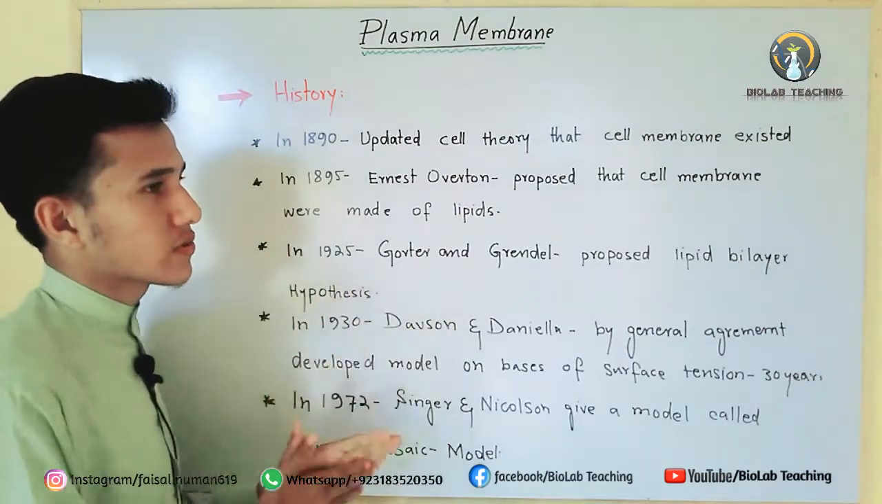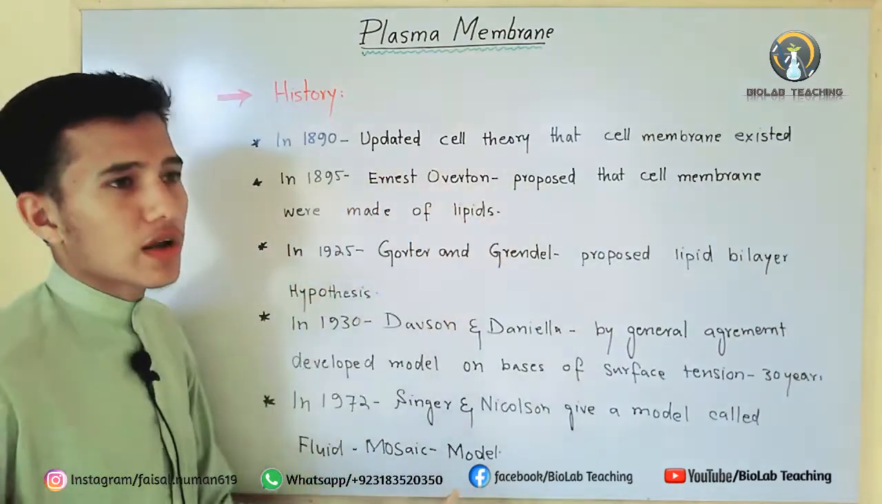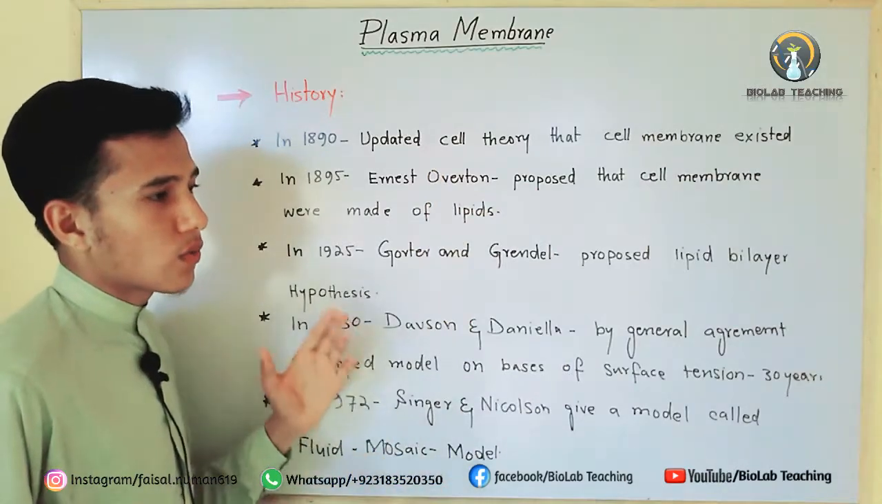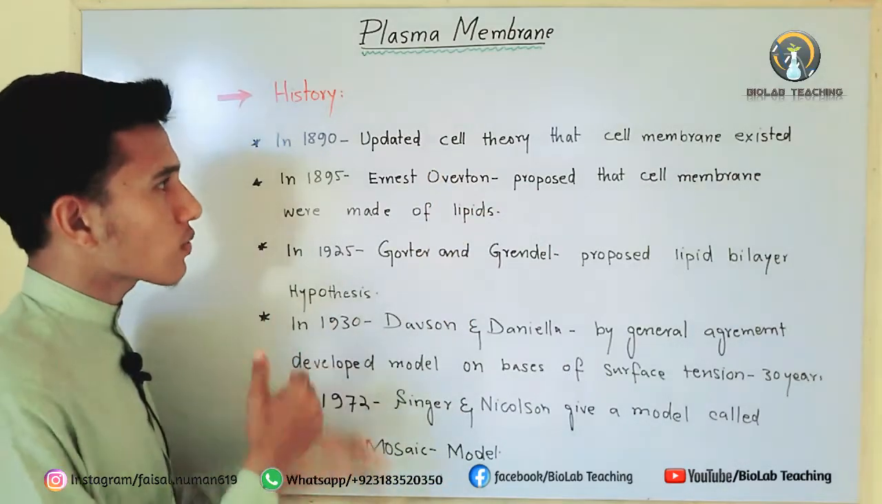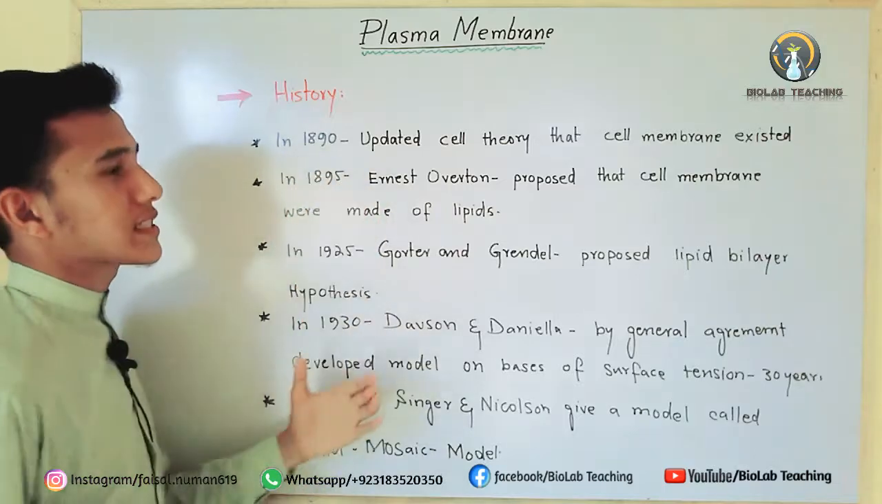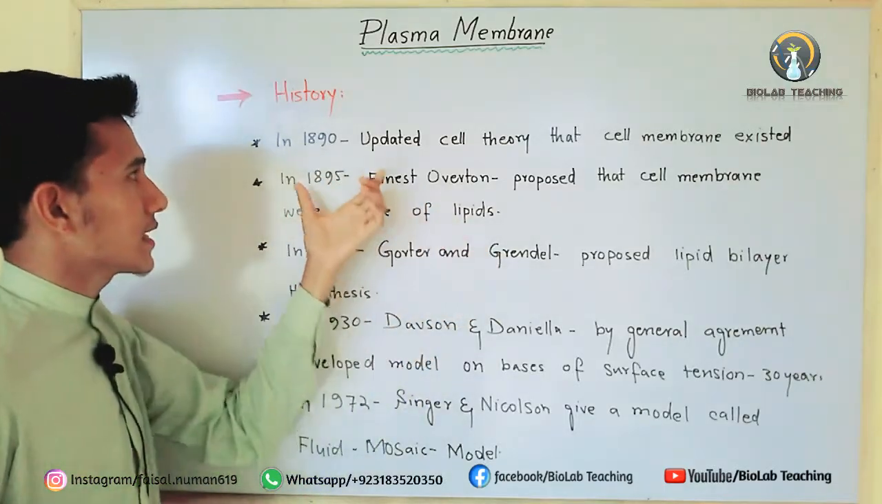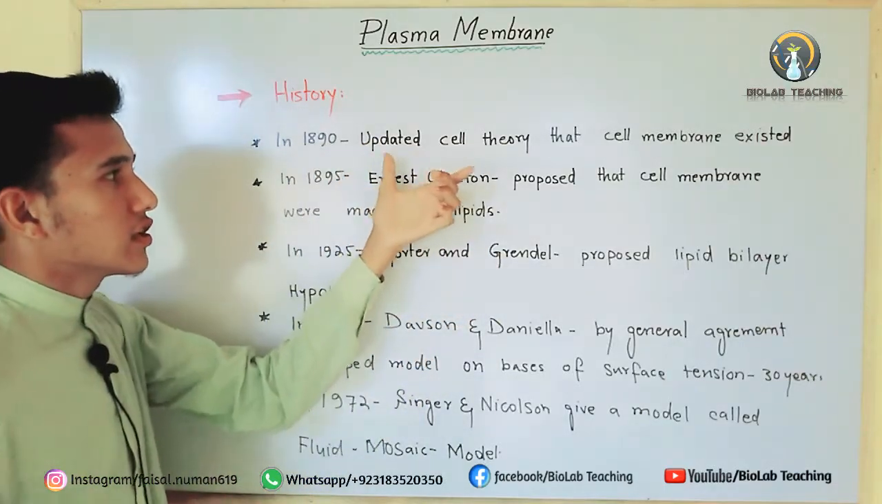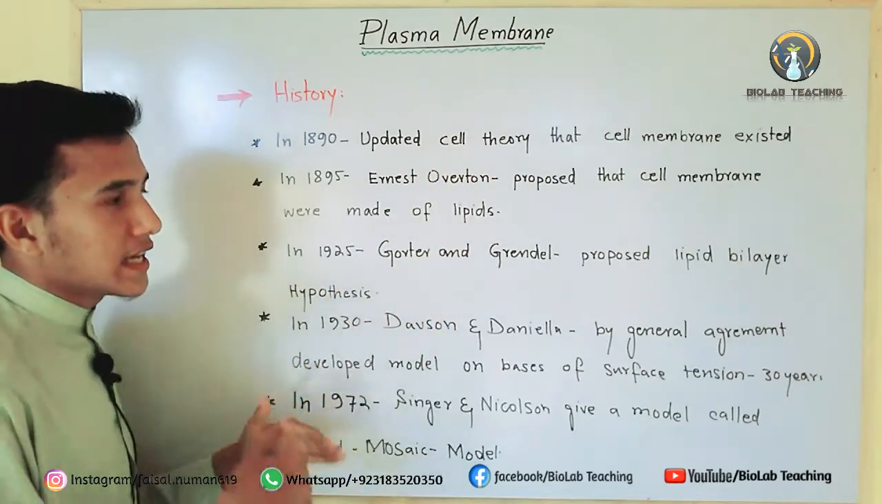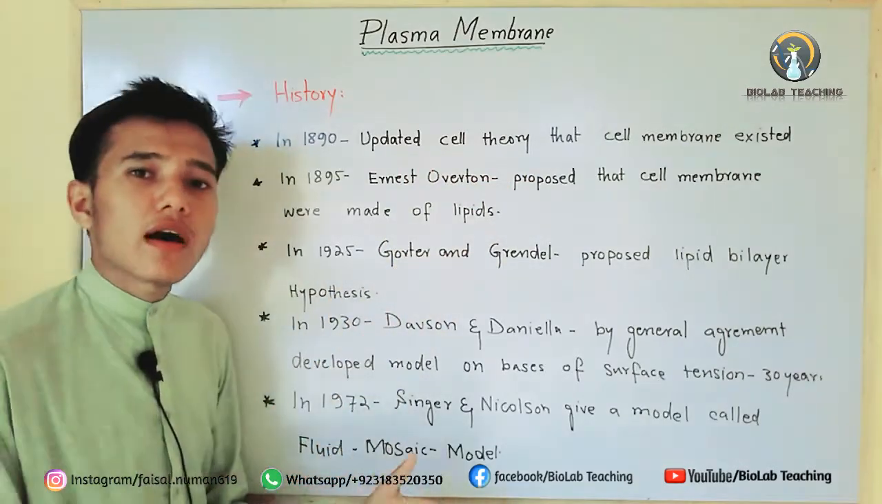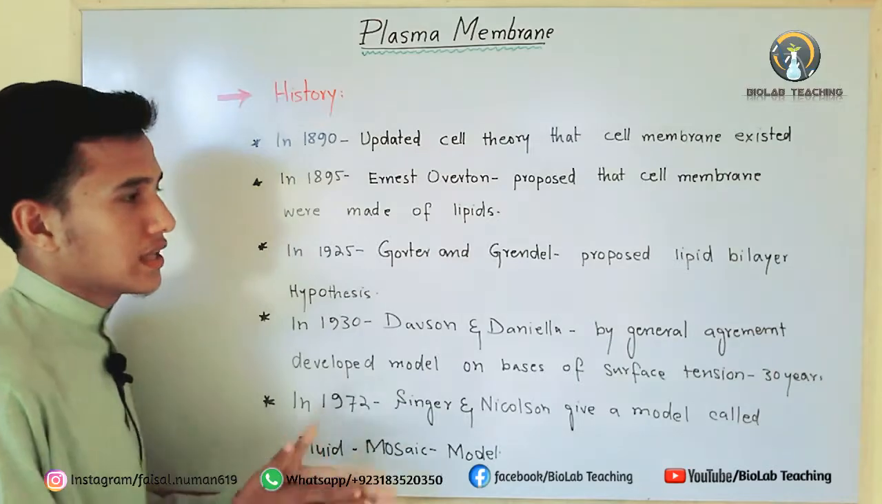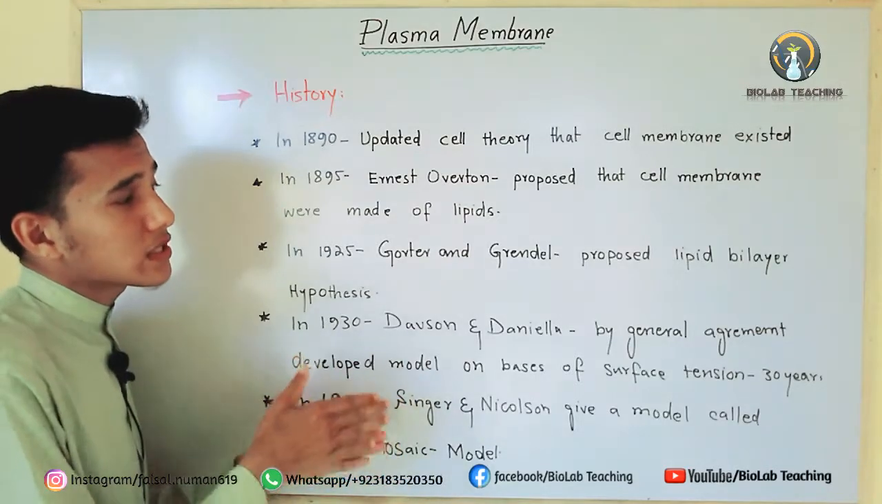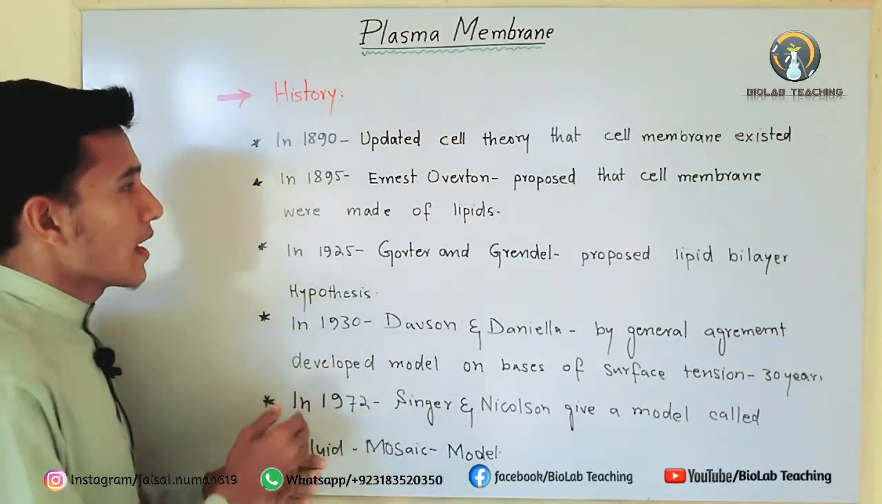This cell theory went on for about 150 years. Then in 1899, the cell theory was updated, and it said that the plasma membrane, the cell membrane, is also present along with the cell wall.